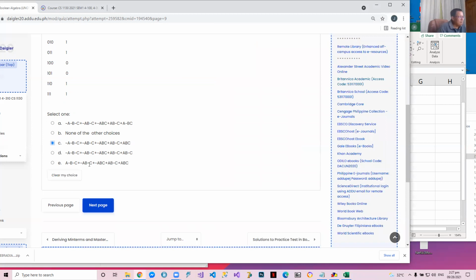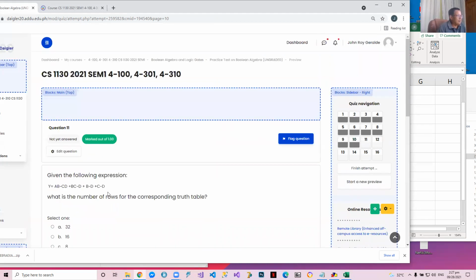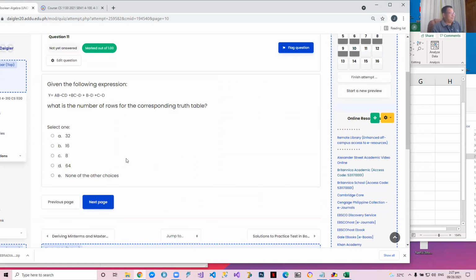Let me look at that. There's a difference. Not A. This one, the first line, okay? Okay, so letter E, make sure, no? It's not correct. Letter C is correct, okay? For number 9.